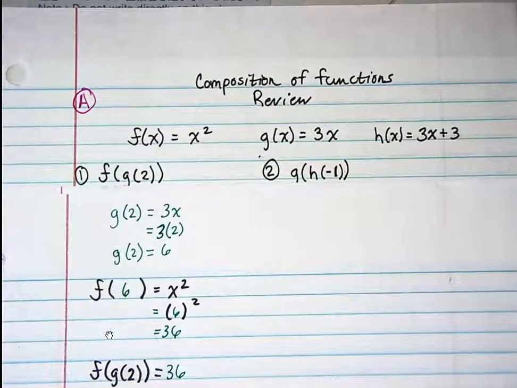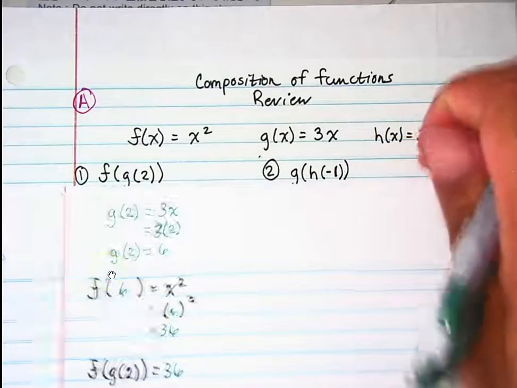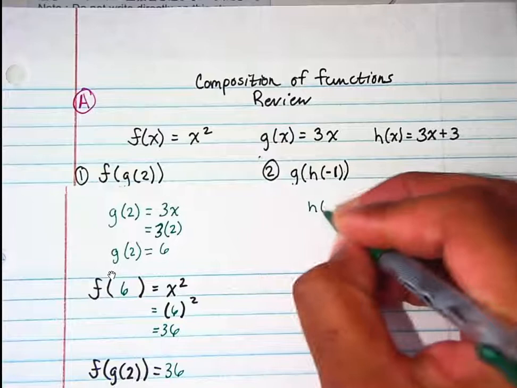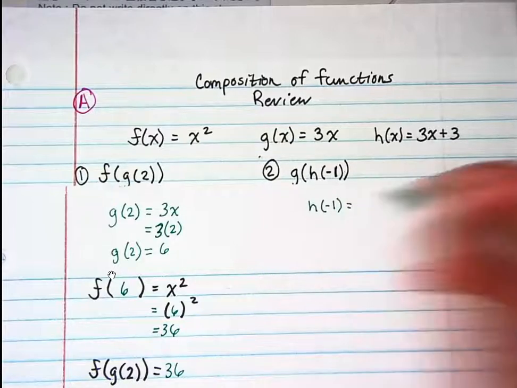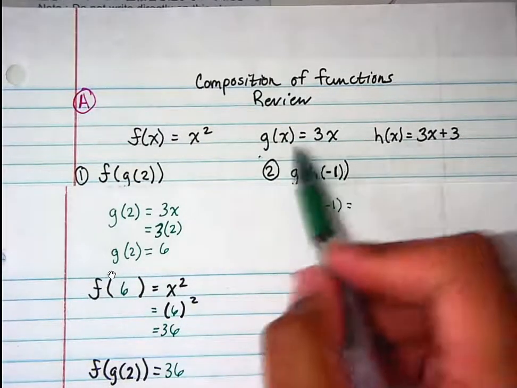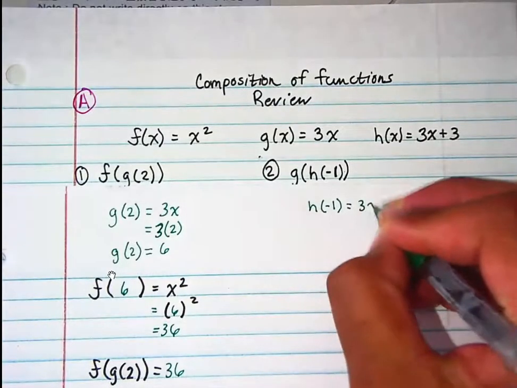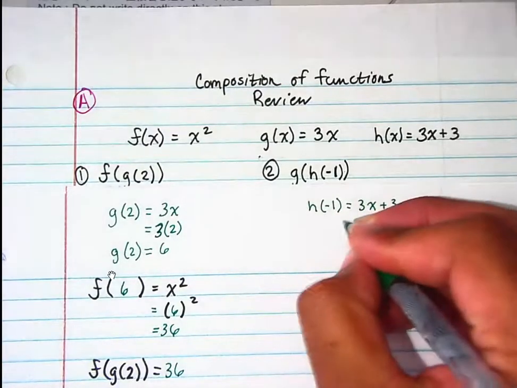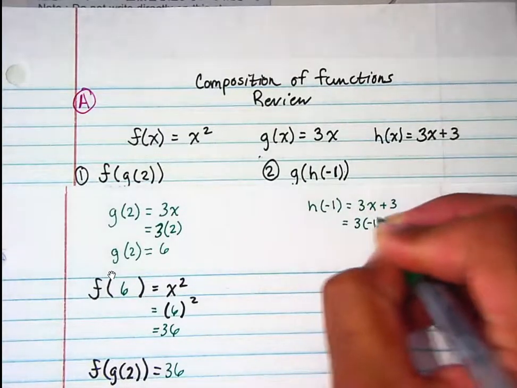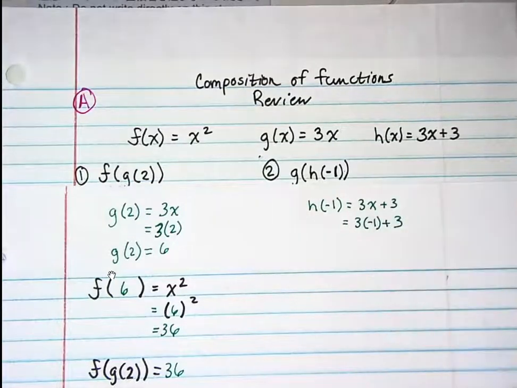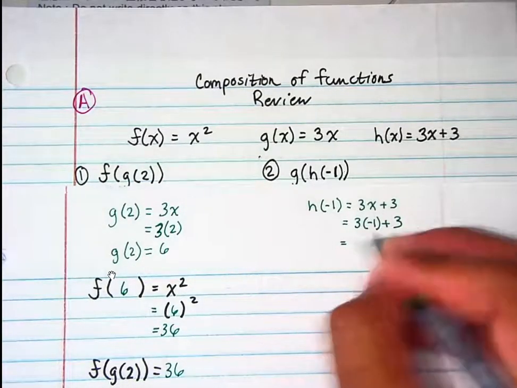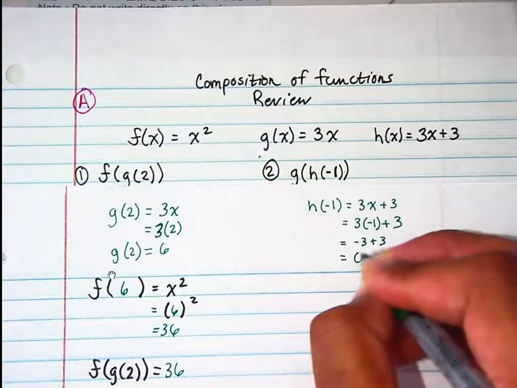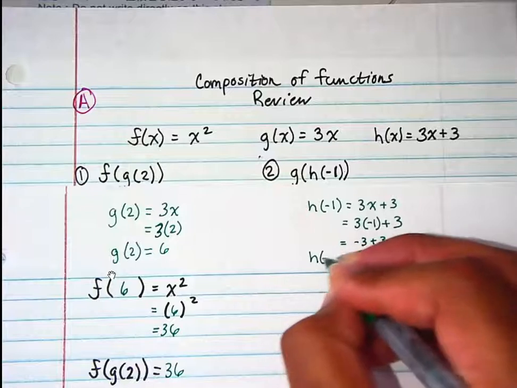Remember, this is a composite function, a function inside of a function. Inside, outside. Same thing is happening here. We talk about the inside portion of it, so we're going to deal with the inside part first: h of negative 1. Put in the inside part, which is 3x plus 3. That's the h function. We substitute negative 1 in there. Whenever we see an x, we put a negative 1. So here that gives us negative 3 plus 3, which is 0. So h of negative 1 is 0.